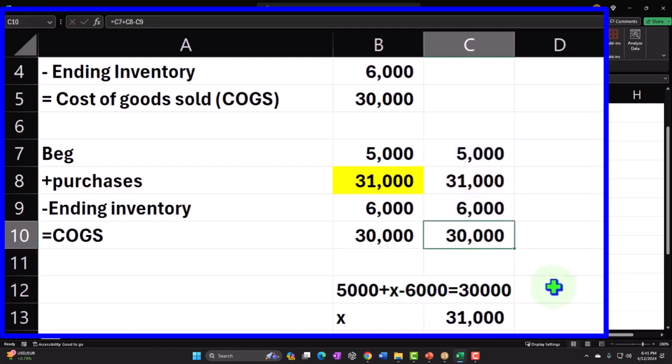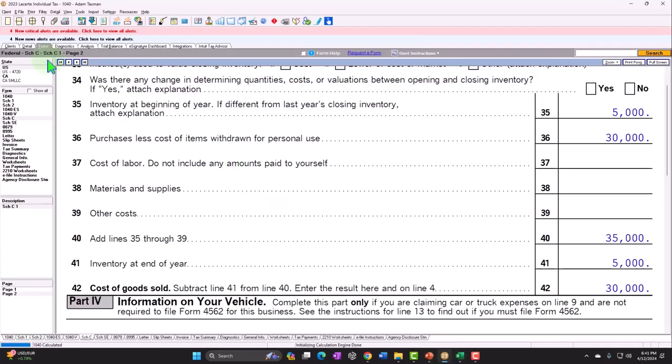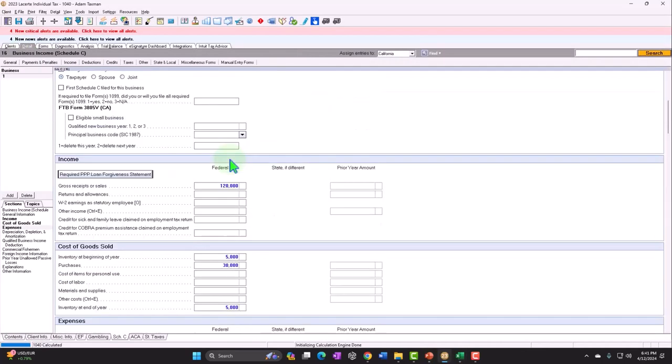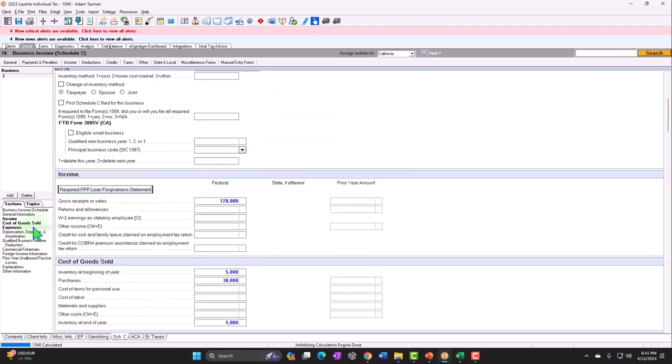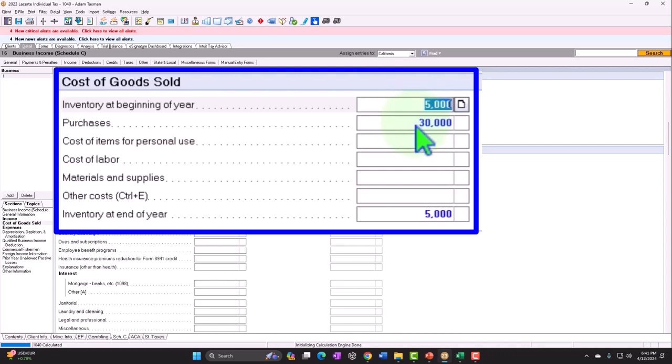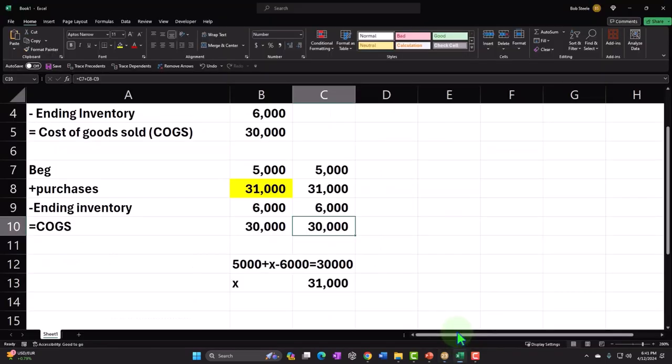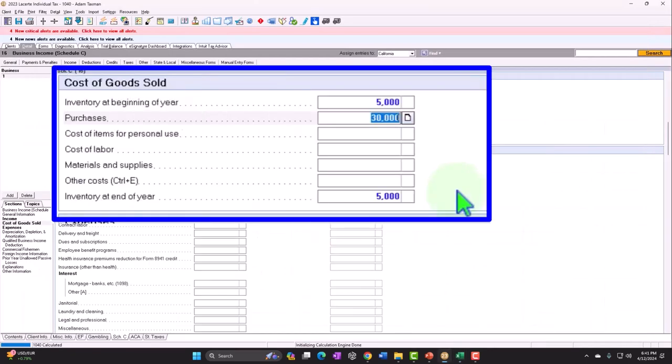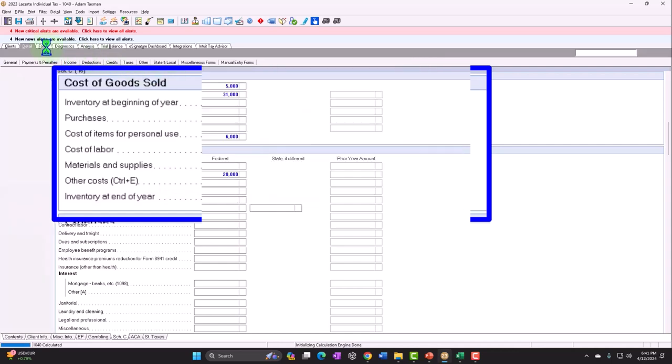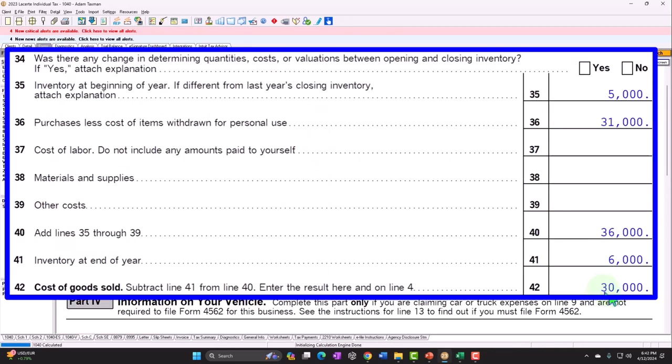So then I can go back in here and say, okay, let me fix this cost of goods sold to tie out to my worksheet. Cost of goods sold is going to be the beginning balance of 5,000, but the purchases need to be 31,000, because the ending inventory is 6,000. If I go back over, now I come up with the same 30,000, and my beginning balance is correct. Hopefully I have the right breakout between these two items. So that's just logistically what you might need to do from a data input standpoint on inventory.